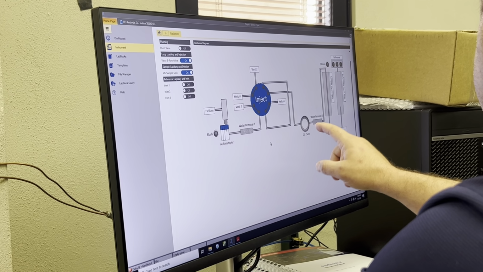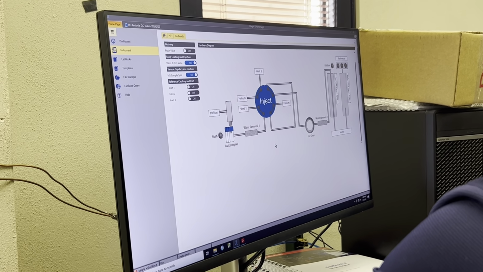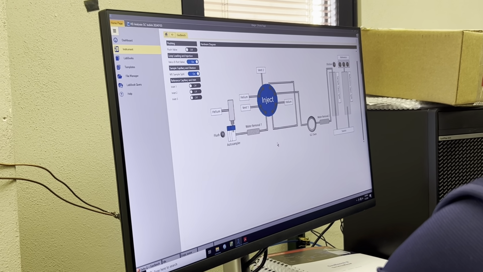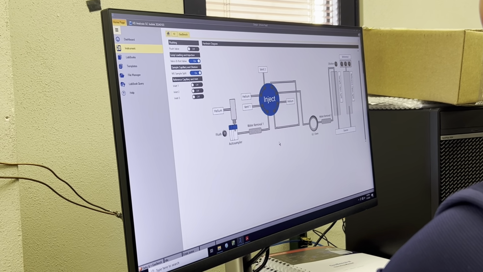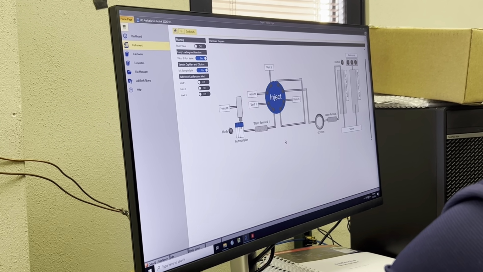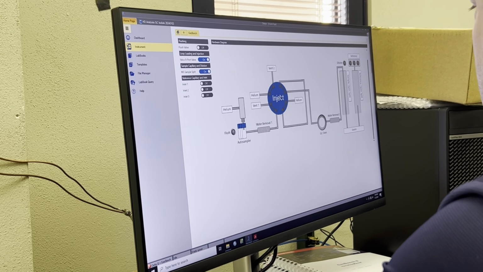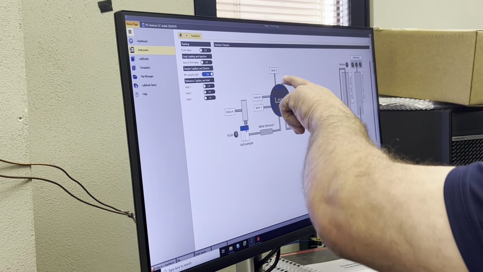Water's removed again, and then it goes into the sample and split. This is the sampling. And the previous one is flushing. So it's load. So you're loading the loop.